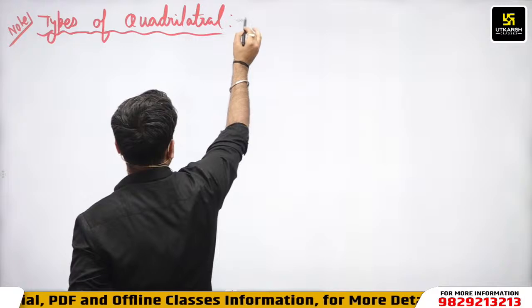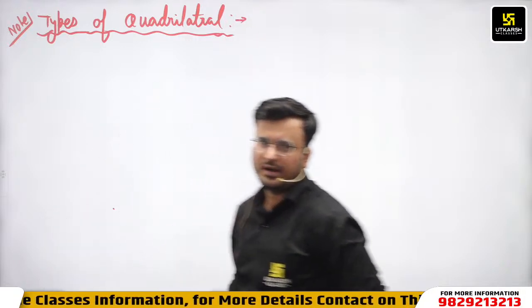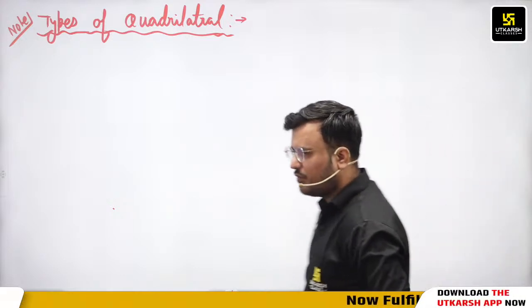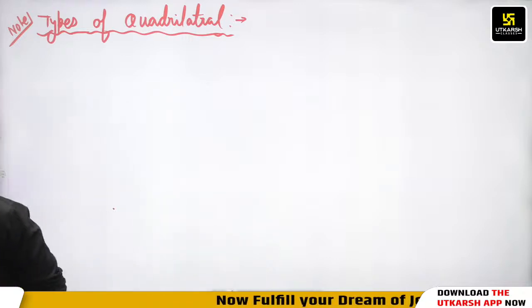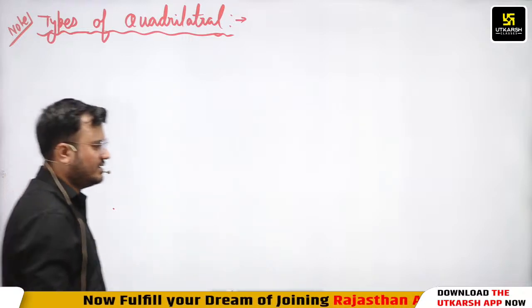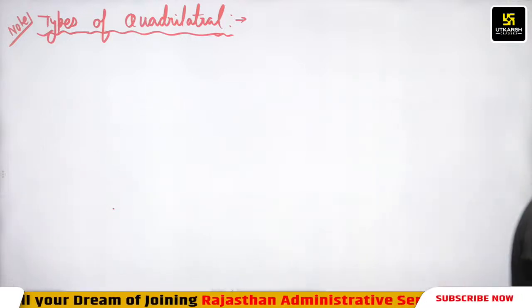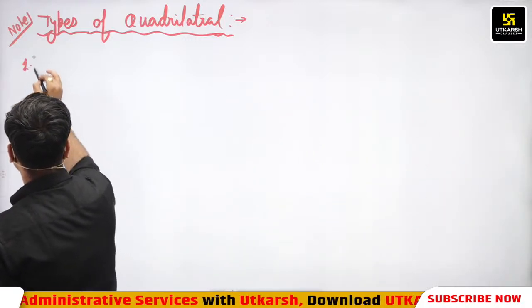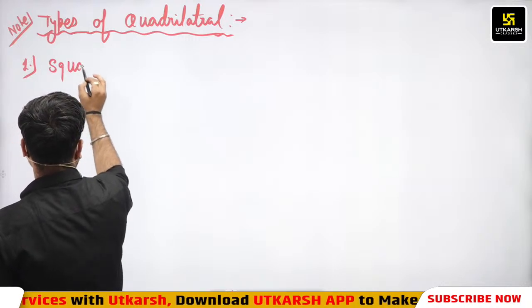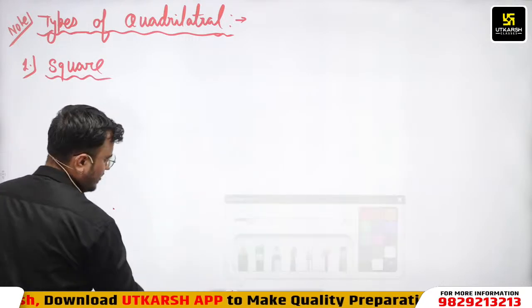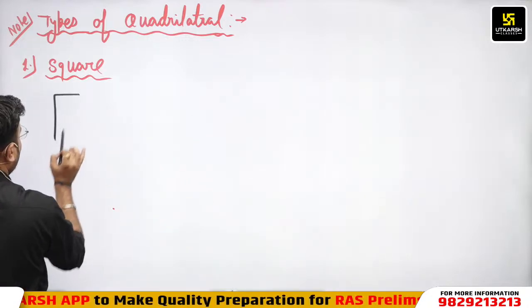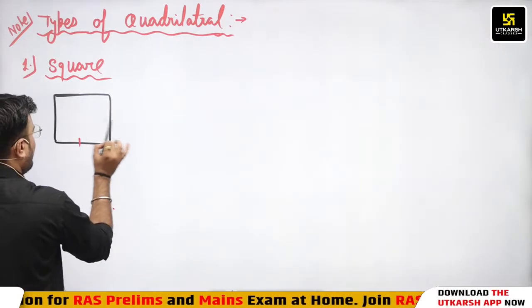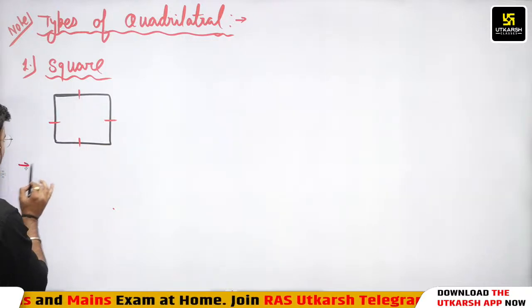As you know, a quadrilateral is a polygon having 4 sides, a closed figure having 4 sides. Now, the types of quadrilateral: the first one is the square. In a square, all 4 sides are equal.